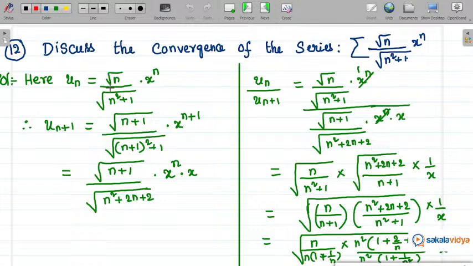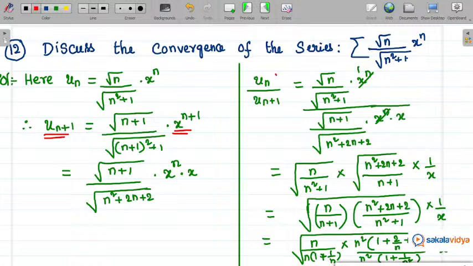First, here un is equal to root n by root of n square plus 1 x to the power of n. Let us find out un plus 1. In the place of n, write down n plus 1: root of n plus 1 by root of (n plus 1) whole square plus 1, into x to the power of n plus 1. This is root of n plus 1 by root of n square plus 2n plus 1 plus 1, that is n square plus 2n plus 2. This x to the power of n plus 1 we can write as x to the power of n into x.